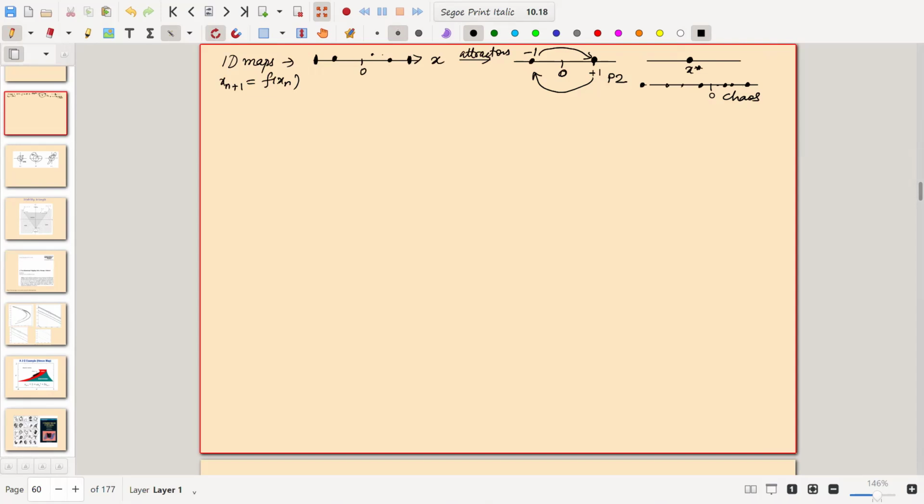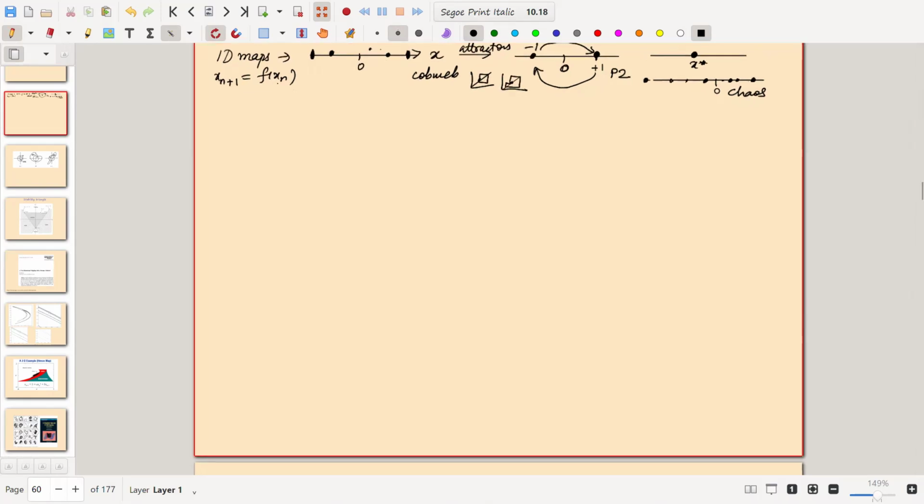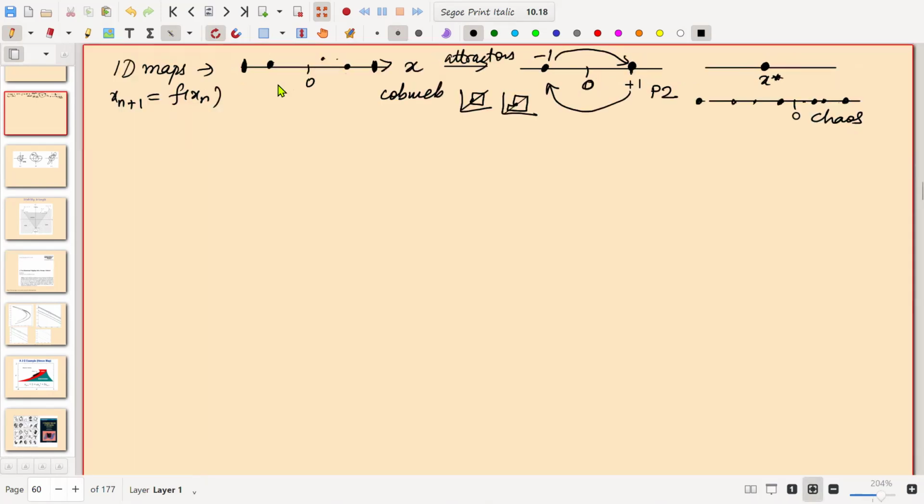However, for visualizing through this number line, we introduced cobweb diagrams in our study, so that we can easily visualize, starting from any point, whether it is a period 2 orbit or a period 3 orbit. But there are some limitations to this. The limitation is that it is very difficult to visualize on a single number line.